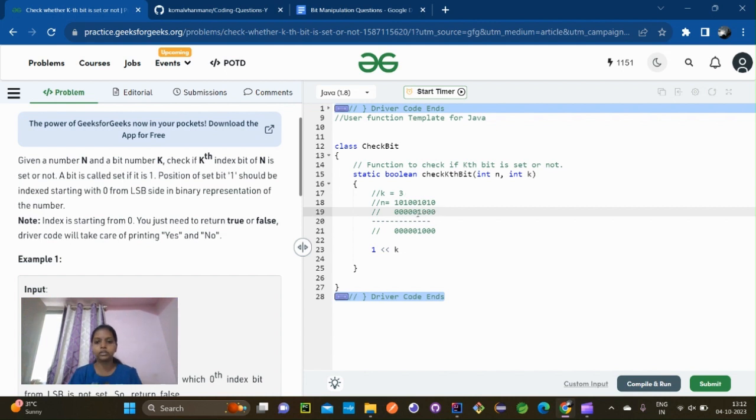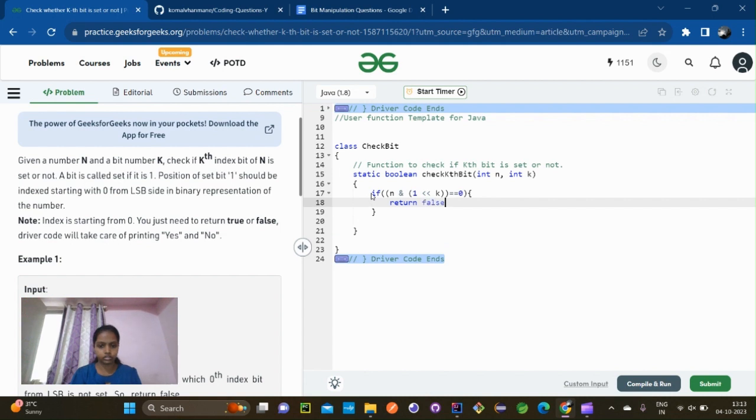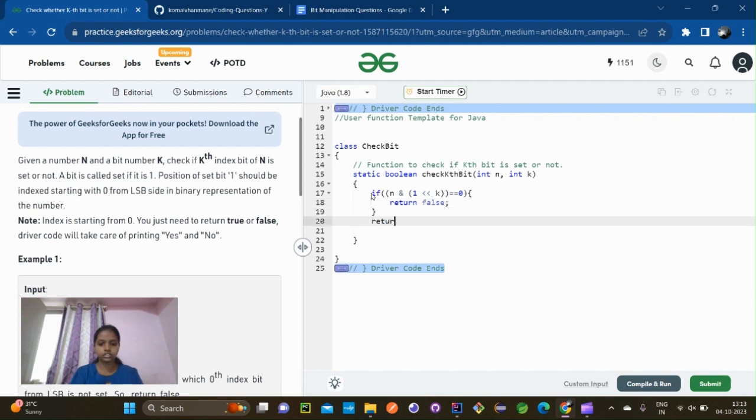Then we have to do the AND operation. After doing the AND operation, if we get 0, that means we have to return false. At the kth position, it is not set. And if we don't get 0, that means at the kth position, it is set, there is a 1 as a bit. So what we have to do is check n AND (1 left shift by k times). If it is 0, we have to return false. And if it is non-zero, then we have to return true.